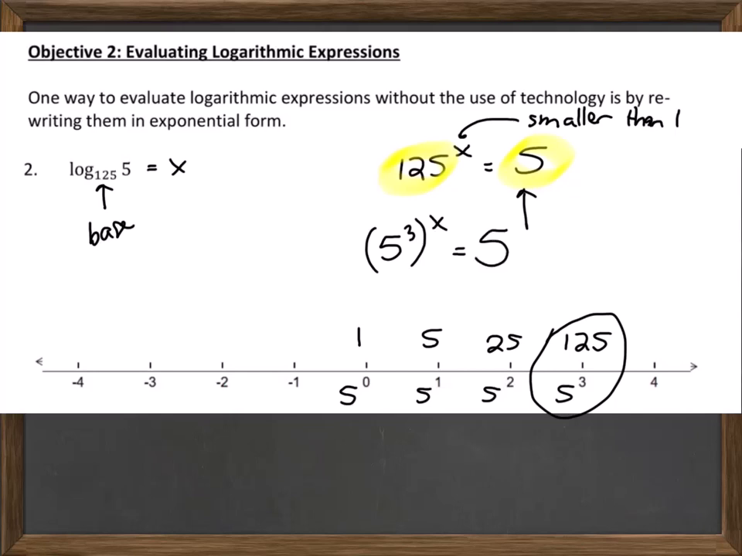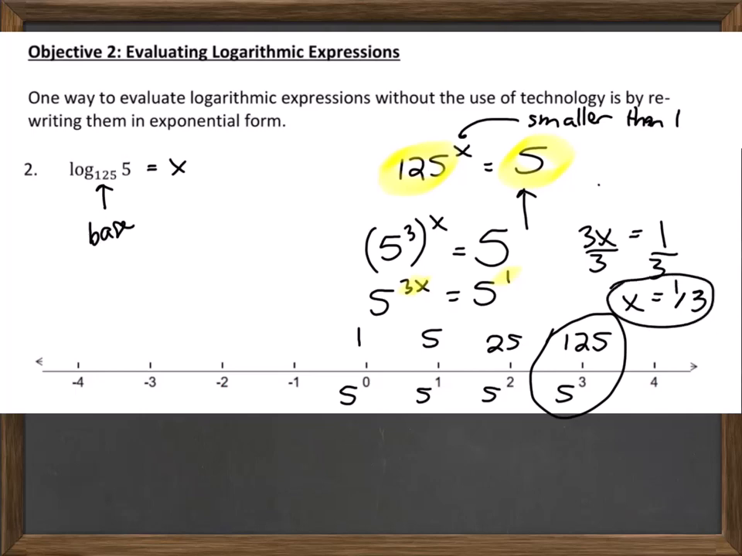We just did this in the last section. Then we can use the power rule, right? So we have 5 to the 3rd power raised to the x power. The power rule tells us to multiply the 3 and the x. So we have 5 to the 3x power equals 5 to the 1st power. And again, in the last section, we learned what we can do since the bases are the same and the whole expressions are the same. Therefore, it follows that the exponents must be equivalent. So we can solve for x, and we find out that x is equal to 1/3. So that would be our final answer. So in other words, the log base 125 of 5 is equal to 1/3.